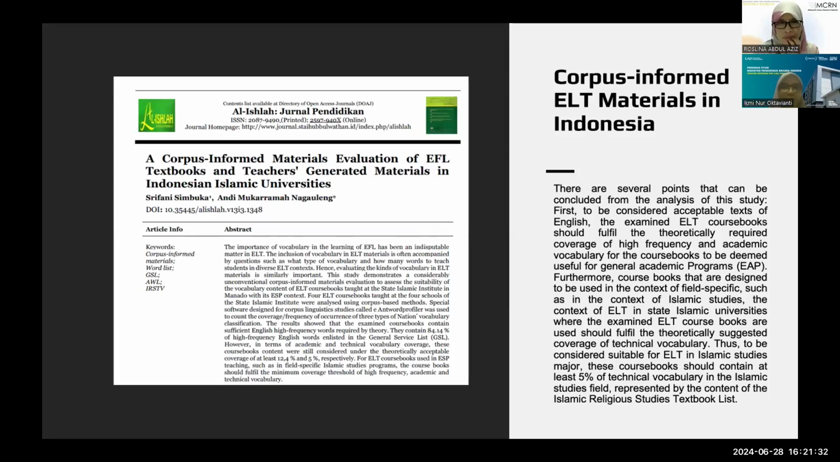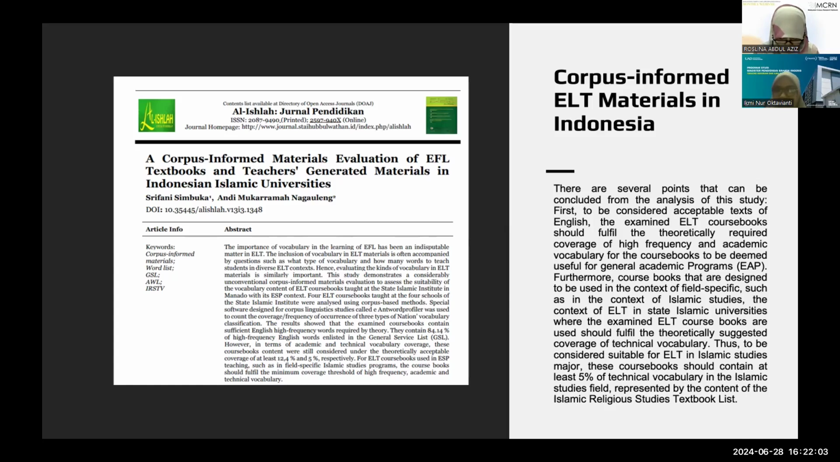And also, if we are talking about corpus use in language teaching and learning, it is also important for us to consider corpus for materials consultation if we are going to teach our students or our learners. So here are some previous studies on corpus-informed ELT materials in Indonesia. The first one is from Simbuka and Nagauleng, from 2021 or 22, if I'm not mistaken.